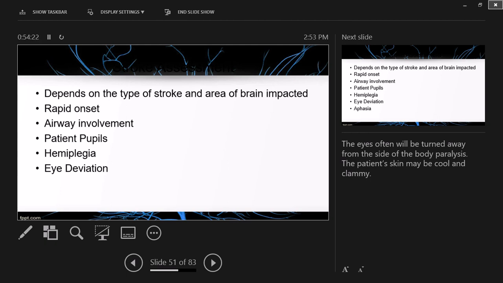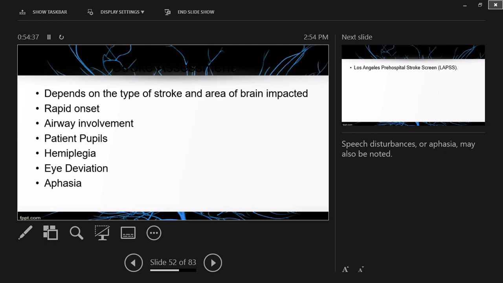Your patient may be cool, clammy. They could be potentially showing signs and symptoms of shock because the sympathetic nervous system has kicked into overdrive, because the patient knows something's occurring, but they're not able to control it. The patient may experience aphasia. Aphasia is speech disturbances.